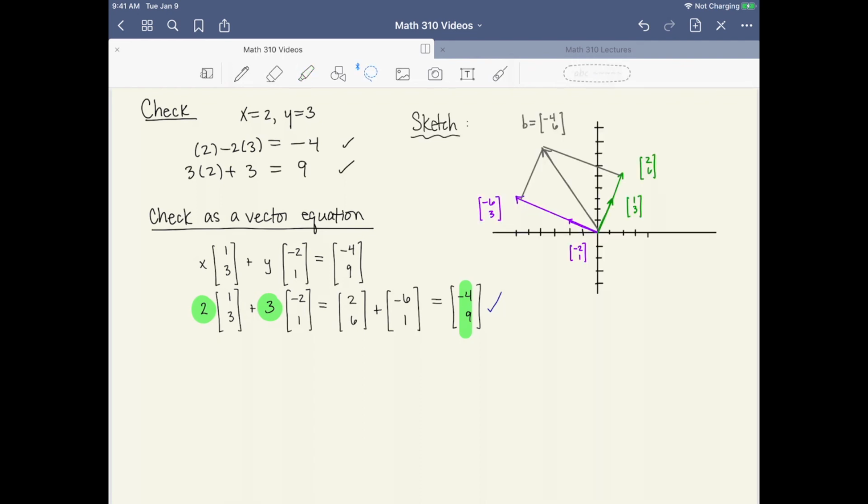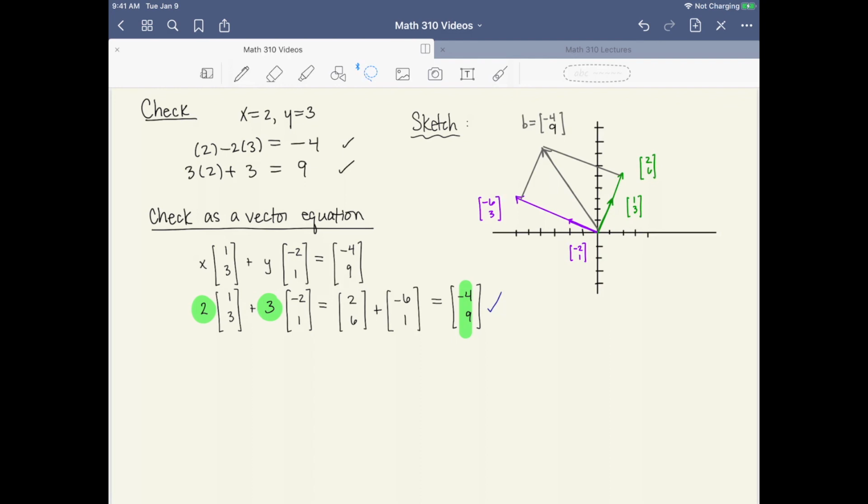Here is the sketch of the solution. My two vectors, 1, 3 and minus 2, 1, are pictured here as the small vectors in green and in purple. My solution tells me that I need to scale green up by 2 and that I also need to scale purple up by 3. That gives me the longer versions of the green vector and the purple vector. When I do vector addition and I add them together, tip to tail, either in this direction or in this direction, the vector that comes out as their sum is the diagonal of the parallelogram. This is the vector b, which is minus 4, 9.